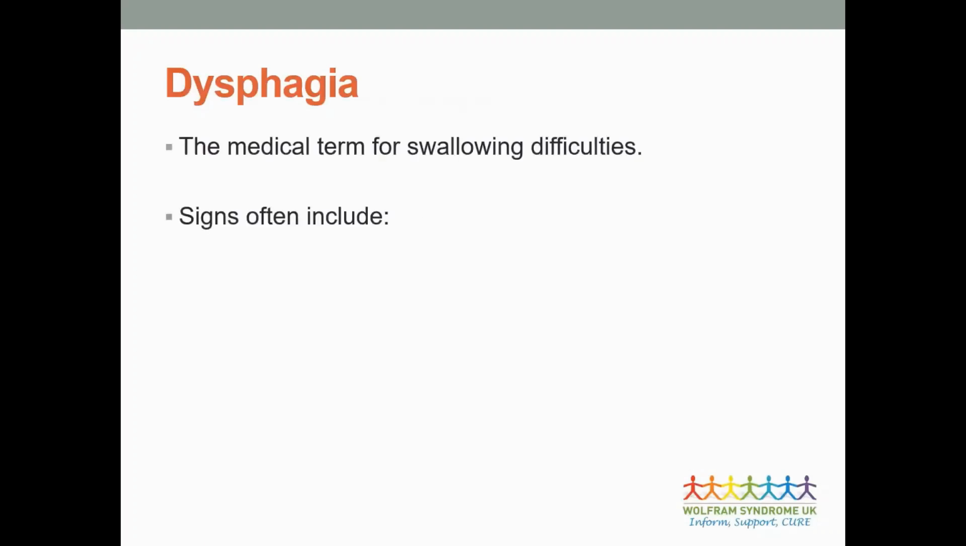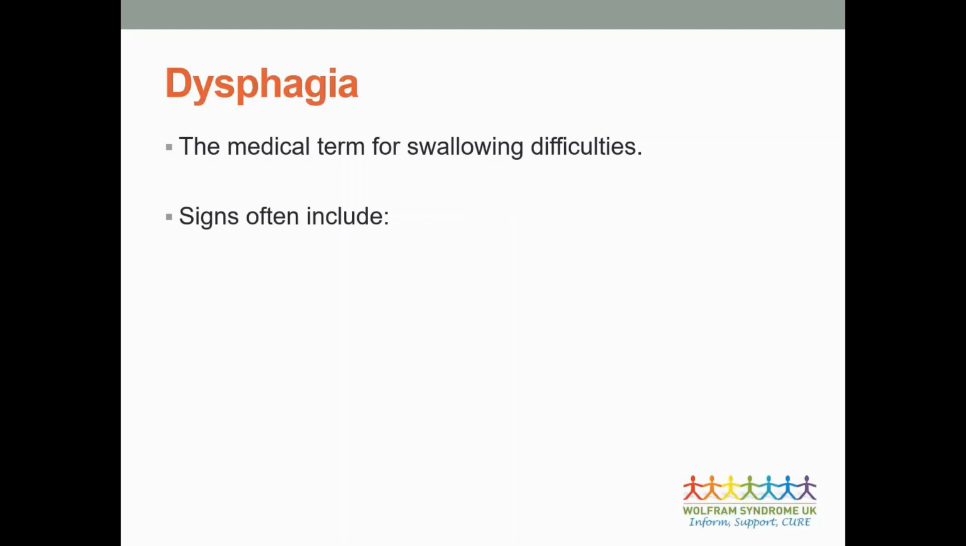So an interruption or difficulty in swallowing is known as dysphagia. That's the medical term. And dysphagia can occur at any stage of the swallow that I've just spoken about. So you can have oral dysphagia, pharyngeal dysphagia, or a combination of both, esophageal dysphagia.